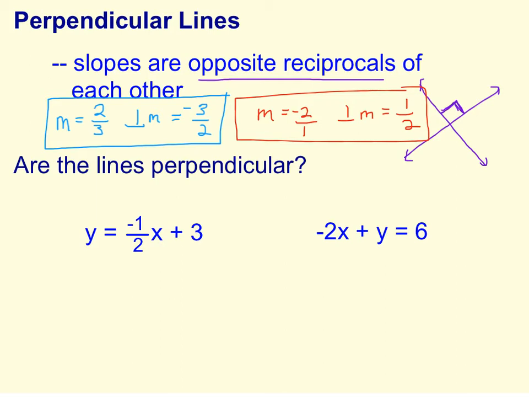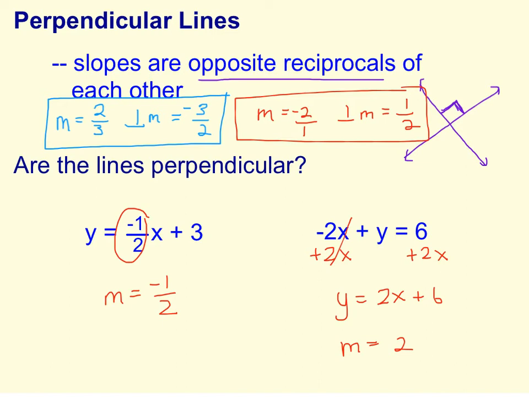So are these two lines perpendicular that we have down here? Well, this one has a slope of negative 1/2. It's already in slope-intercept form, so we can identify that. This next one, we want to go ahead and solve for y. Get the x to the other side with addition or subtraction. So you have y equals 2x plus 6. All right, and then this slope is 2. So are these slopes opposite reciprocals of each other? Well, if you take the negative 1/2, if you flip it and change the sign, you do get a positive 2, or we could see that as a positive 2/1. So yes, those are perpendicular.